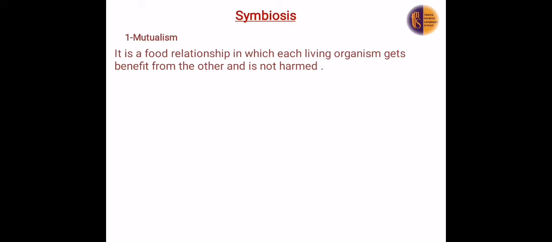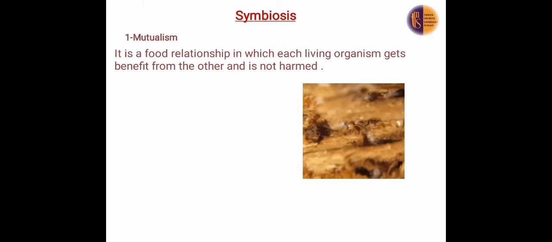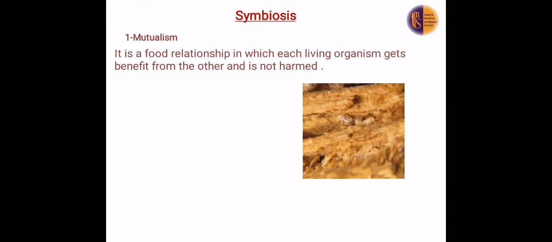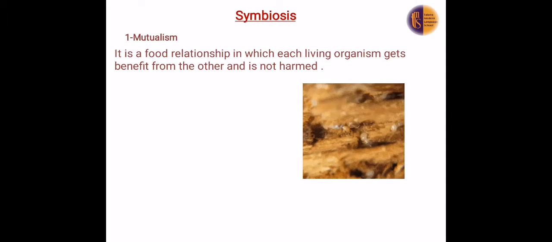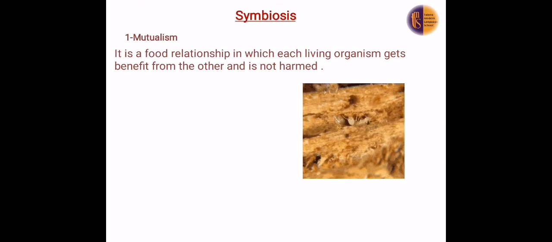Relation number two, the second relation, symbiosis. What is symbiosis? Symbiosis can be classified into three types. Symbiosis is a relationship between two living organisms. The first type is called mutualism. What is mutualism? It's a food relationship in which each living organism gets benefit from the other and is not harmed. Again, the two living organisms get benefit from each other.